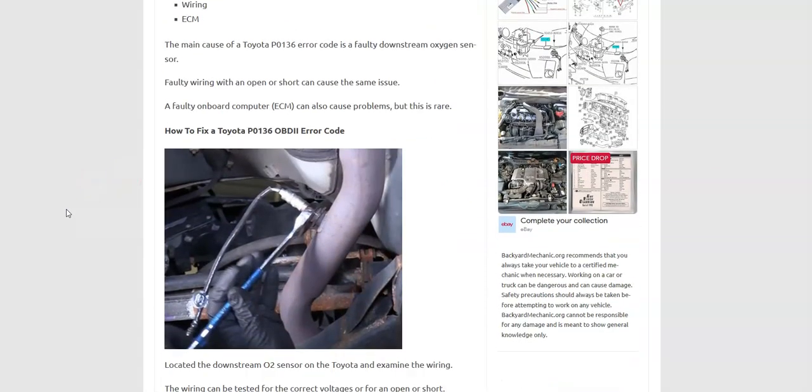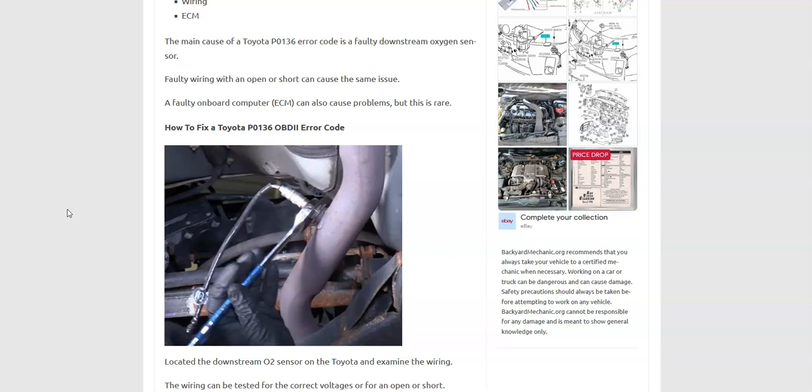And so how would you go about fixing a Toyota with the P0136 code? Well, the first step is to locate the downstream O2 sensor and then examine the wiring. You could get a meter, be sure there's no opens or shorts, because bad wiring could cause the same symptoms as a bad sensor. So you want to examine that really good. Be sure the connection is good.